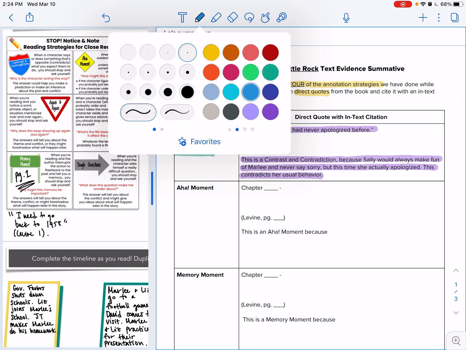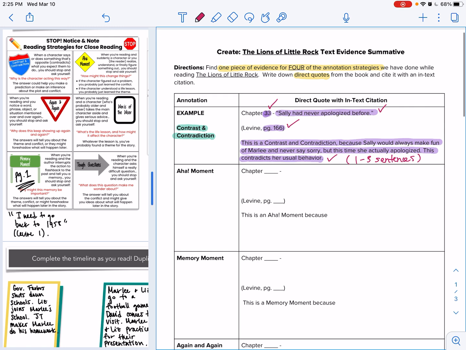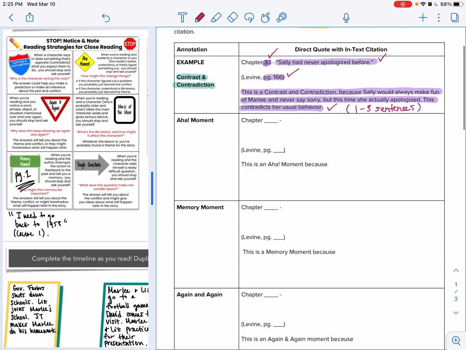So the 3 parts I'm looking for are the chapter number, the quote in quotation marks, or you will lose points for not having your quotation marks, the page number, and then an explanation. Your explanation can be 1 to 3 sentences. Now, you only need to choose 4 of these to complete.